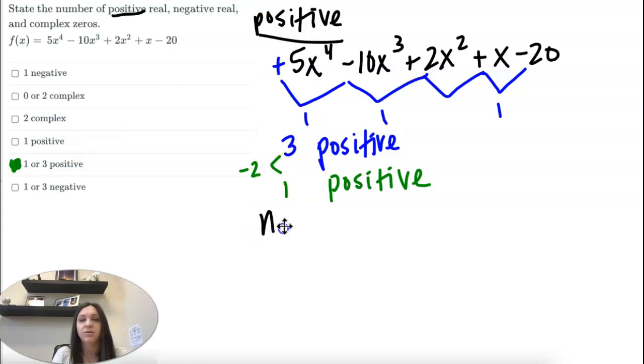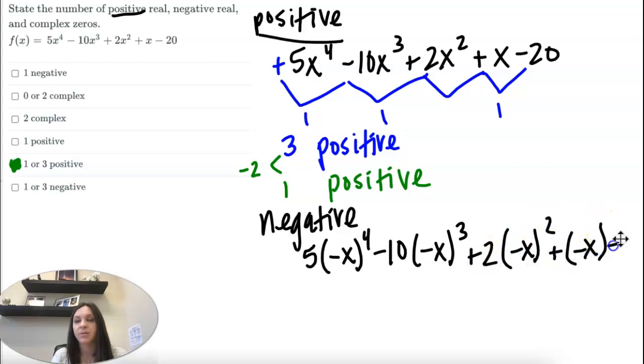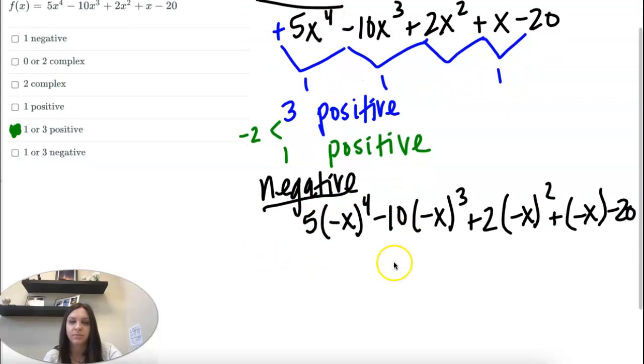And now we're going to do negative. So remember, we replace every x with a negative. So 5, negative x to the 4th, minus 10, negative x to the 3rd, plus 2, negative x squared, plus negative x, minus 20. And then we're going to simplify.